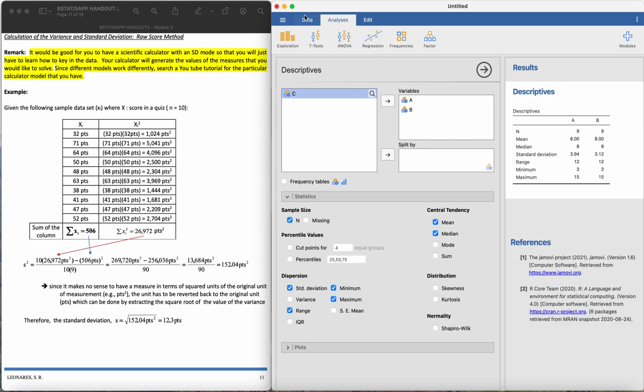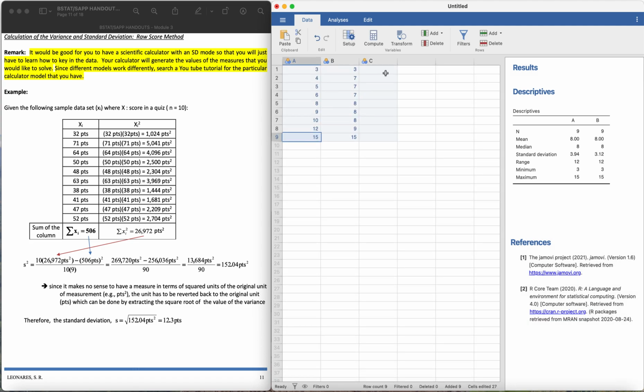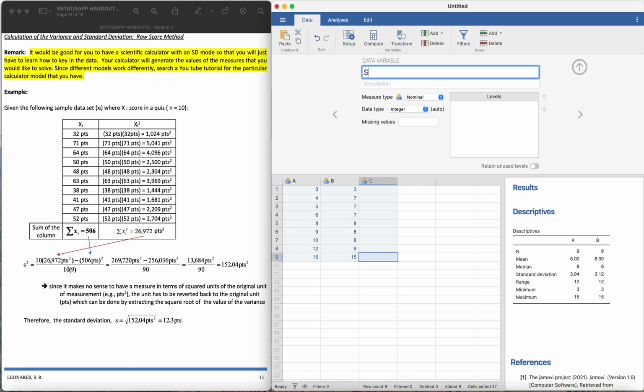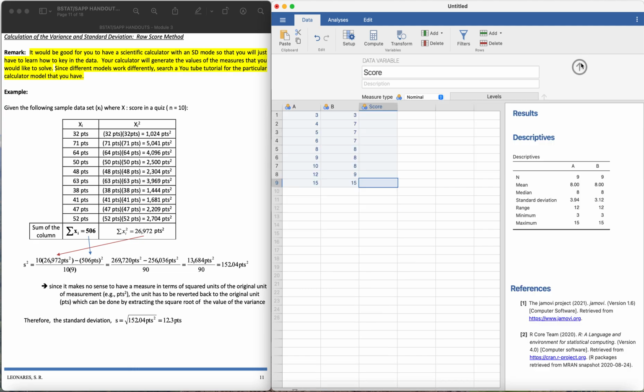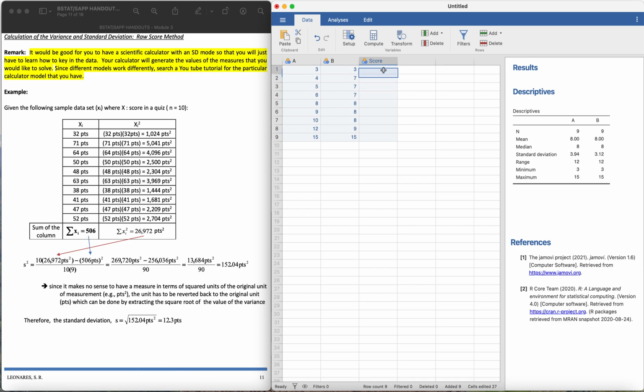So let's go back to data, into inputs of the data here. We will call this scores in a test. So let's call it score. Okay, and then we'll input the scores here. What do we want? 32, 71, 64, 50, 48, 63, 38, 41, 47, 52. Oops, I have had a blank.